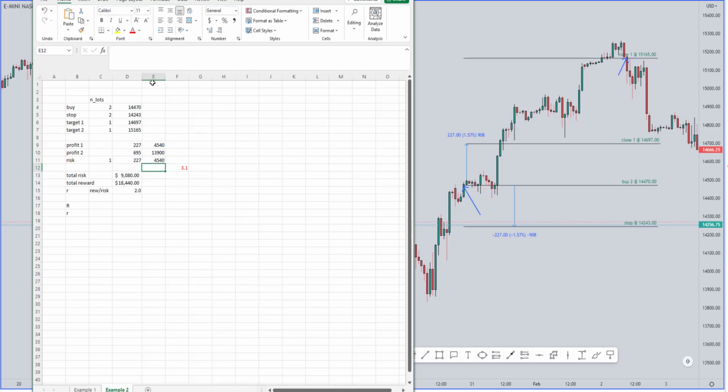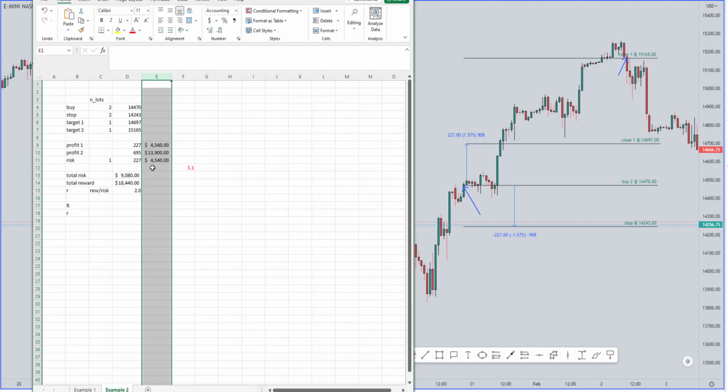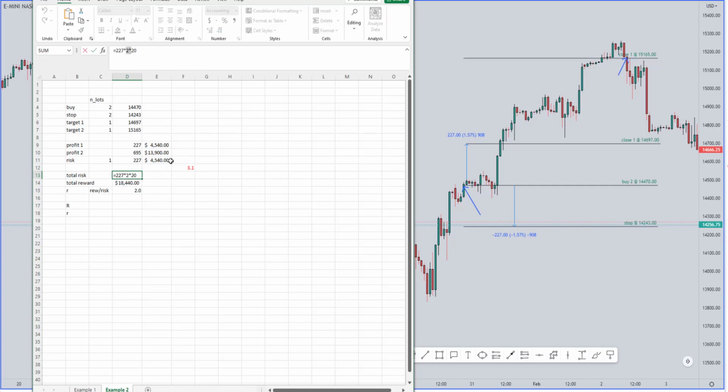You must have risked 4 grand per lot on that. And then if you multiply that by the 2 lots, your risk is 9,000. So you made 18,000 and you risked 9,000. So you made an R of 2 on that trade. If they were just 2 separate trades on a lot each, then one would have been R equals 1, one would have been R equals 3, and the average of 1 and 3, divided by 2, is 2. So that's the R for the composite position.